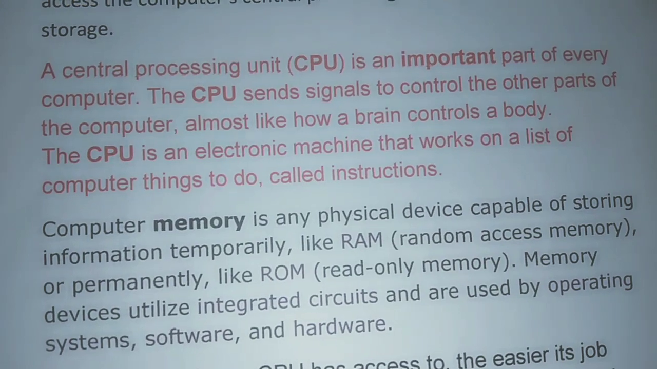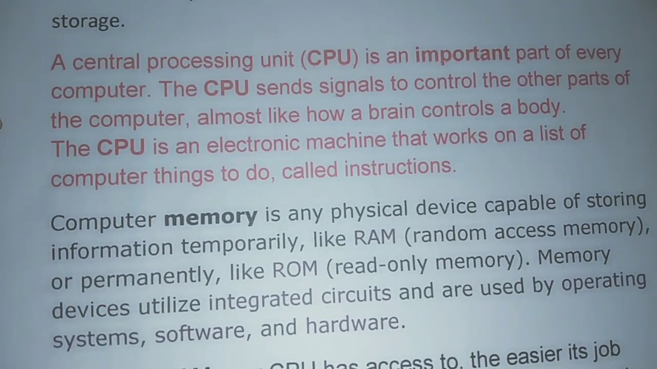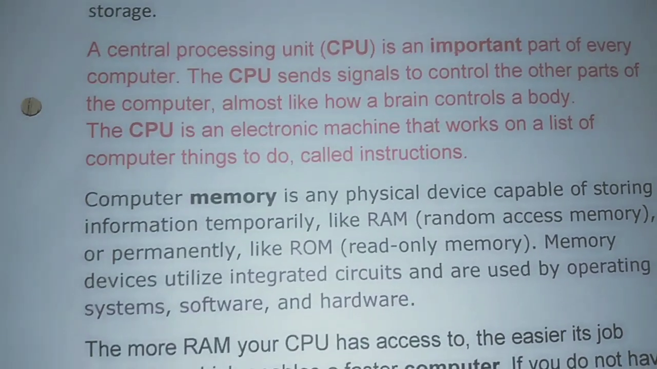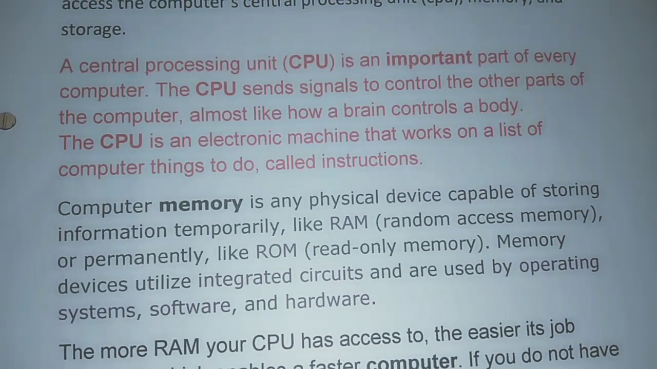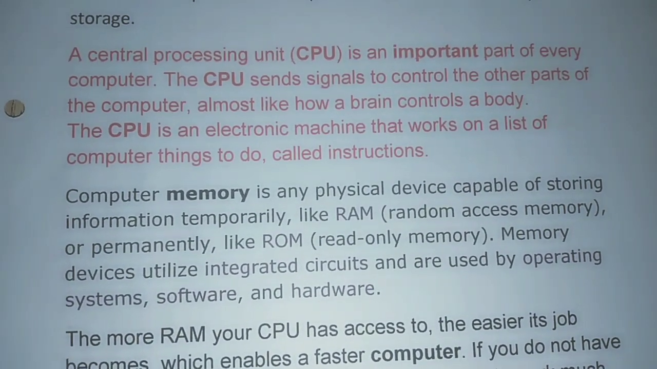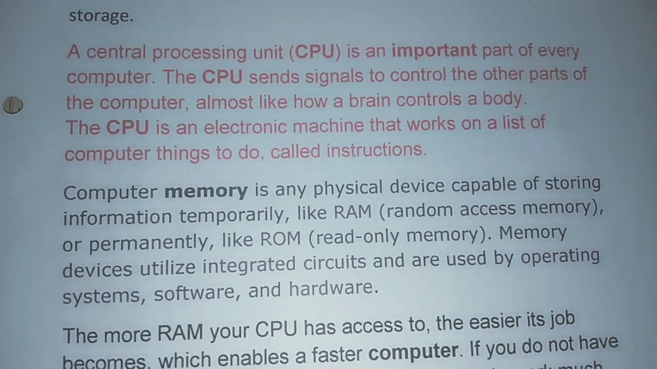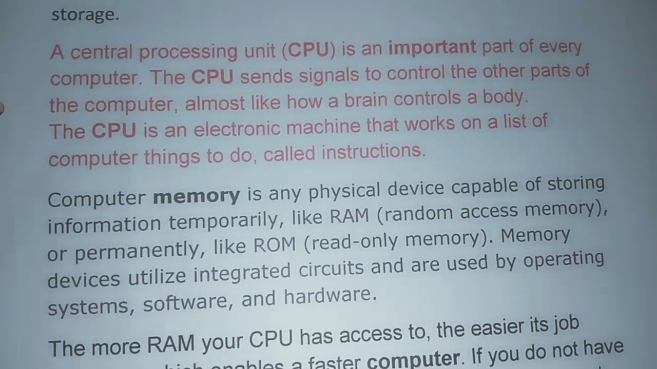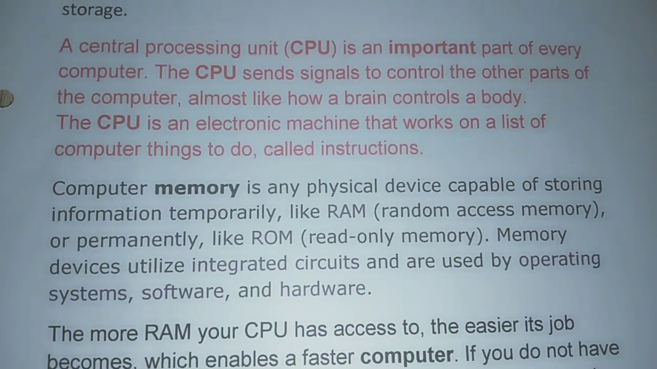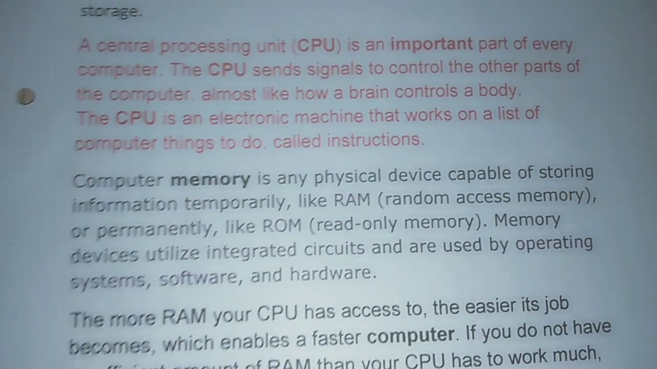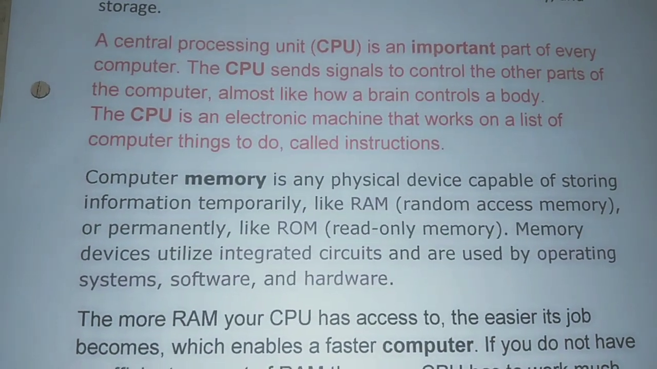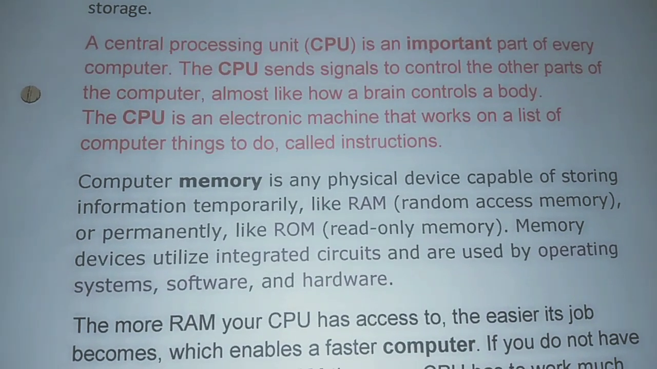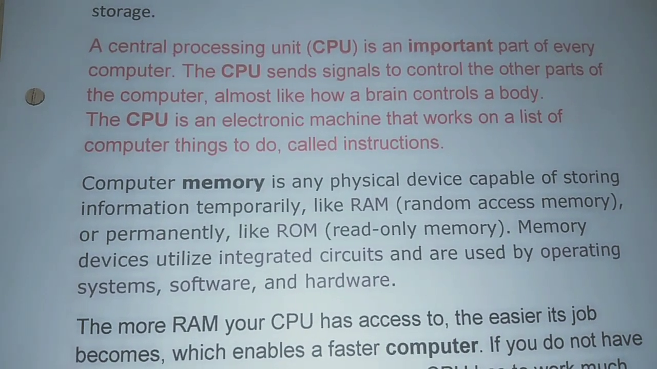What is a central processing unit? A central processing unit, which is also called CPU for short, is an important part of every computer. The CPU sends signals to control the other parts of the computer, almost like how a brain controls a body. The CPU is an electronic machine that works on a list of things to do, called instructions.